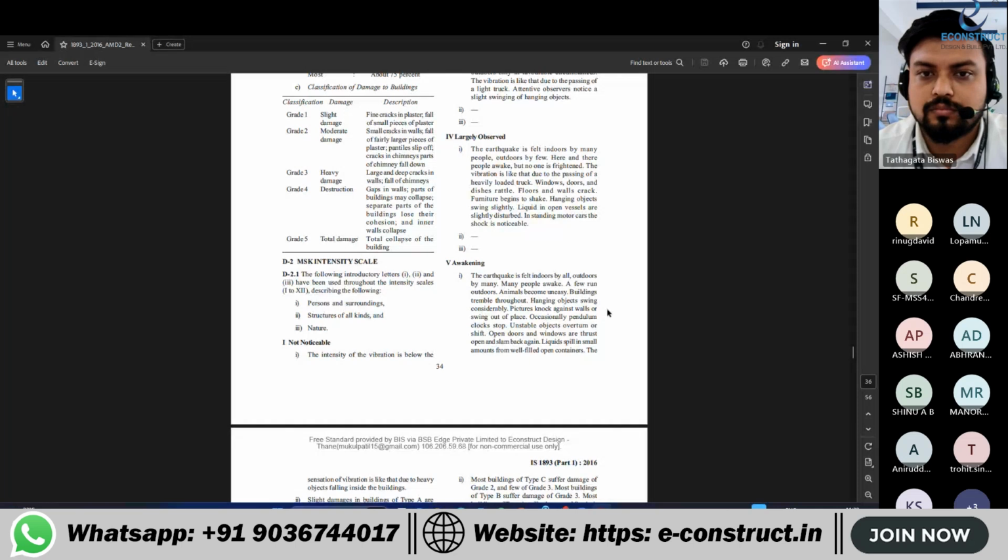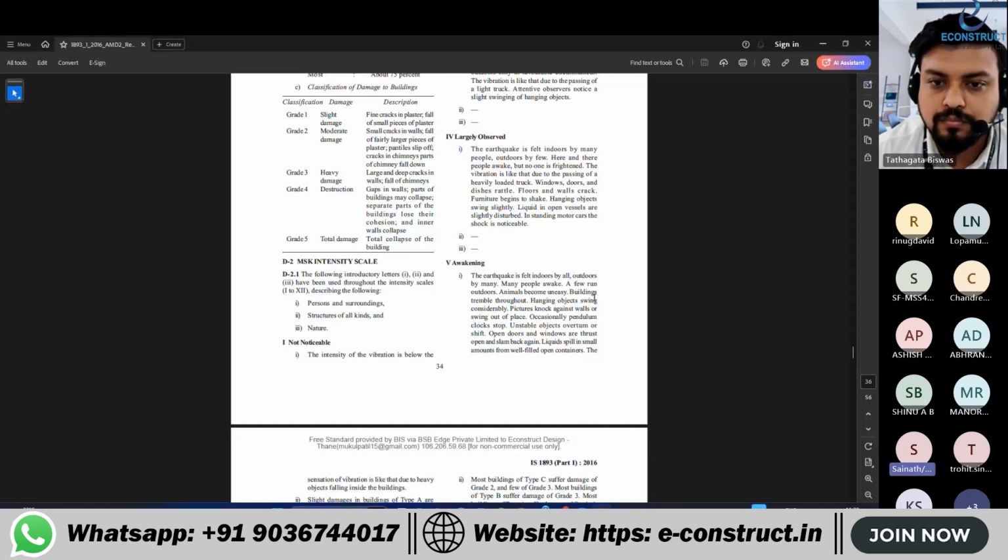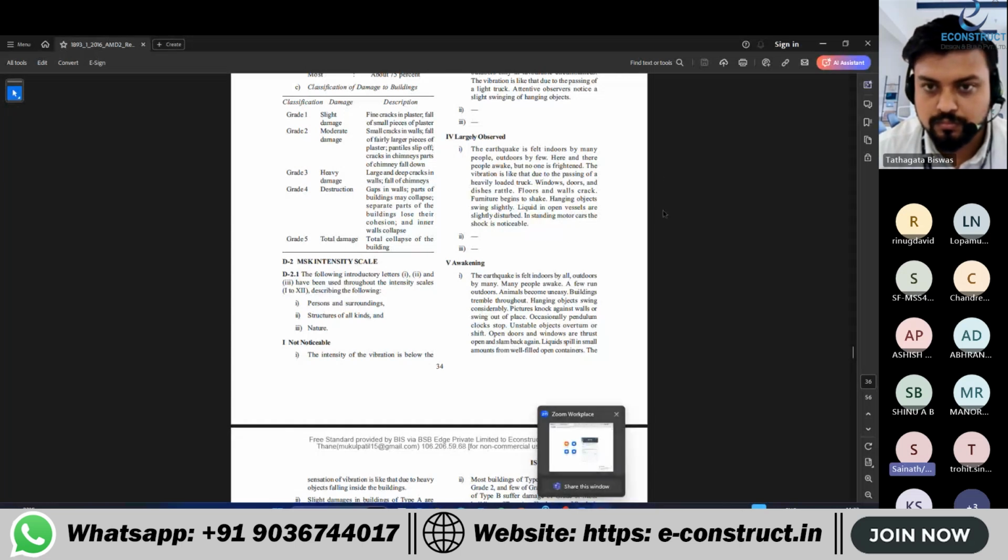Largely observed. The earthquake is felt indoors by many people, outdoors by few. Here and there, people awake, but no one is frightened. The vibration is like that due to the passing of a heavily loaded truck. Windows, doors, and dishes rattle, floors and walls crack. Furniture begins to shake, and hanging objects swing slightly. Liquid in open vessels is slightly disturbed. In standing motor cars, the shock is noticeable. Fifth point, awakening. The earthquake is felt indoors by all.